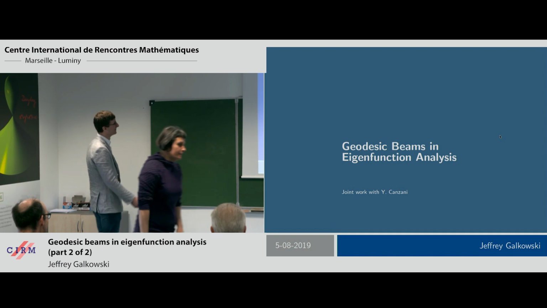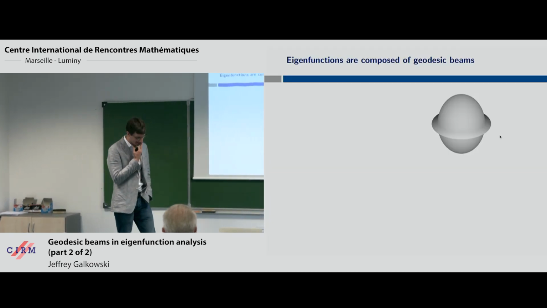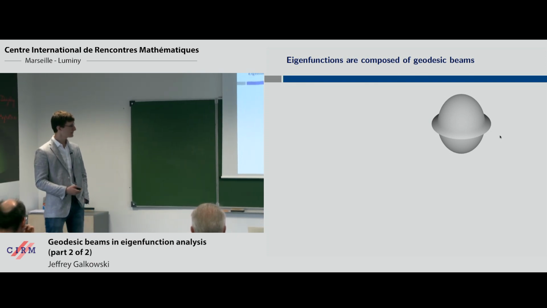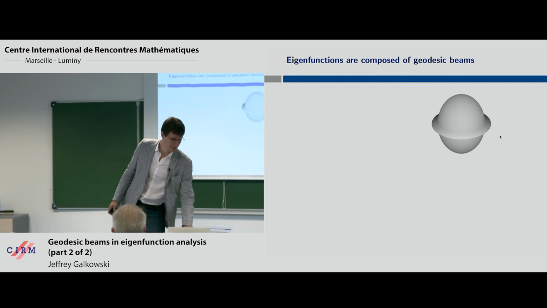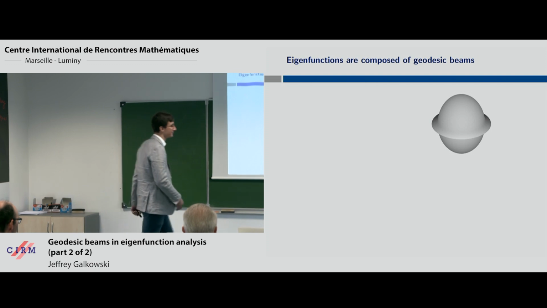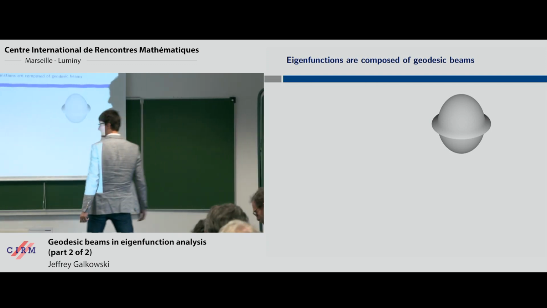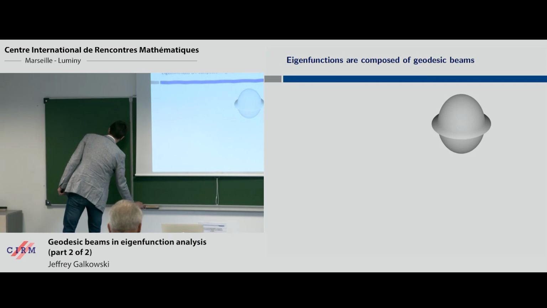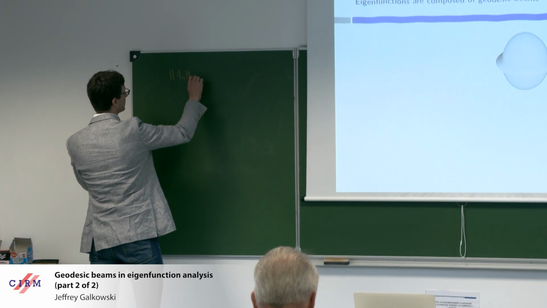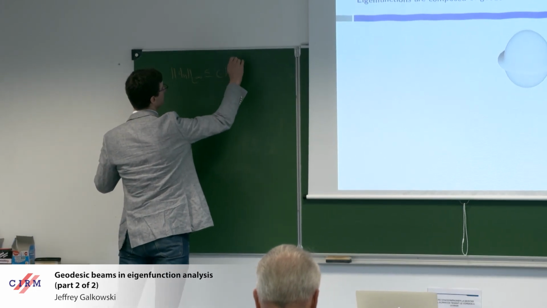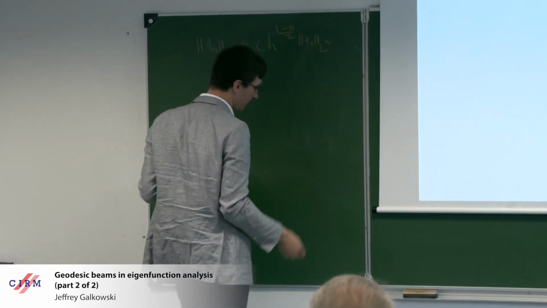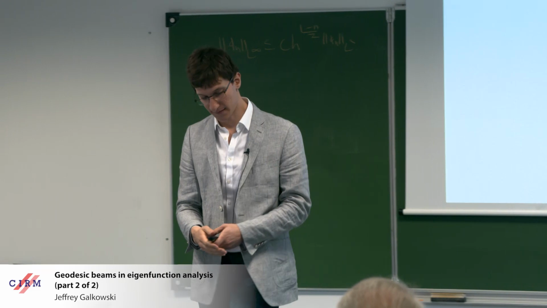Okay, so let me remind you that the way this started was you asked the question: what does an eigenfunction look like which saturates this Hörmander bound? So I should remind you again what the Hörmander bound is. It's just that the L infinity norm of the eigenfunction is bounded by h to the 1 minus n over 2. And so we're asking ourselves, what does an eigenfunction look like if it saturates this bound?